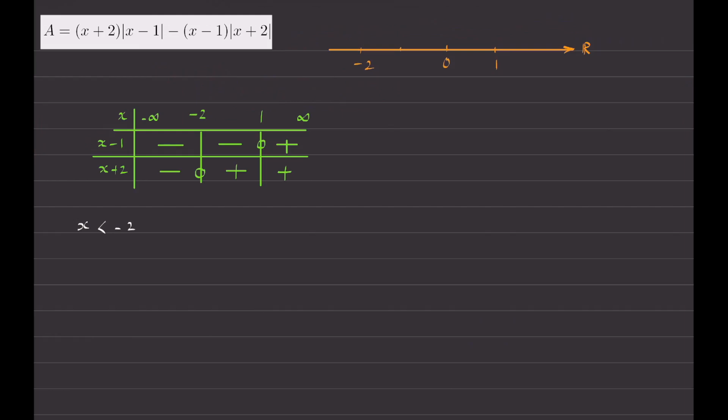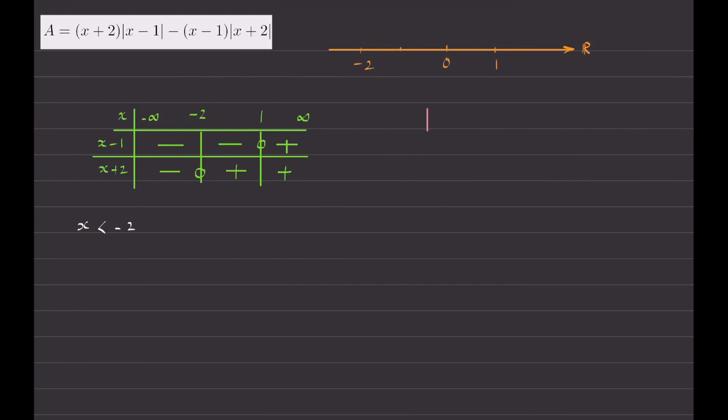If x is less than minus 2, it means that I am here. Both these expressions are negative. Am I allowed to remove the absolute value sign in both cases? The answer is positive. But the price that I have to pay is to put an extra minus sign. Why is that? Because of the definition of absolute value.